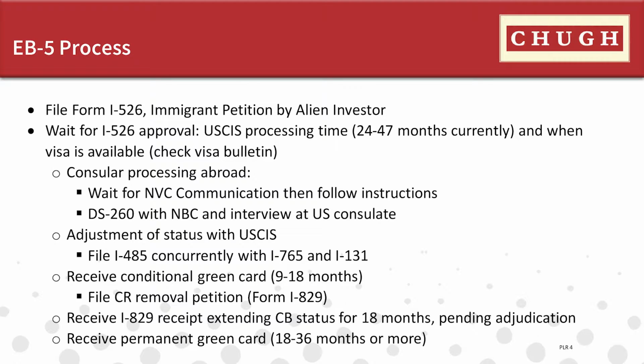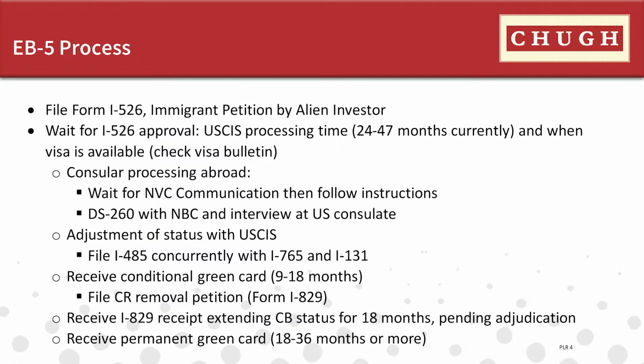It's important to remember that this application in itself does not give the applicant a valid status in the US until the application is approved. The current processing times for an I-526 are 24 to 47 months, and in some cases, it has taken longer. So once the I-526 is approved, a conditional green card can be obtained either by consular processing if you're outside the US, or an adjustment of status if you're already in the US in a valid status.